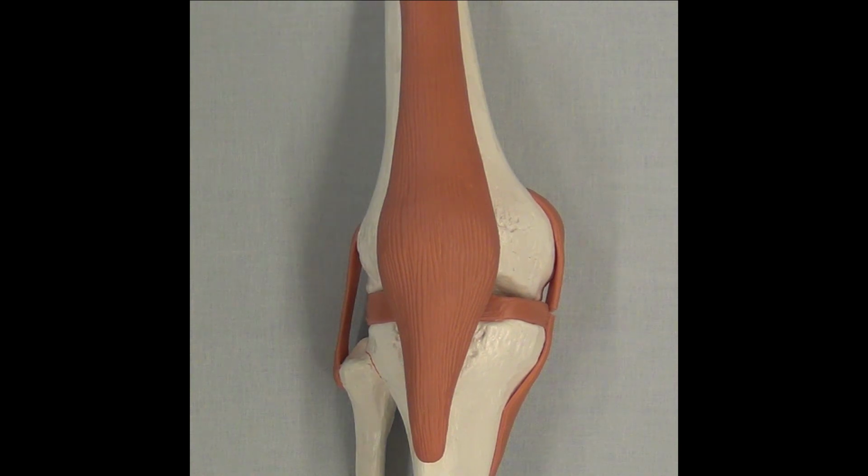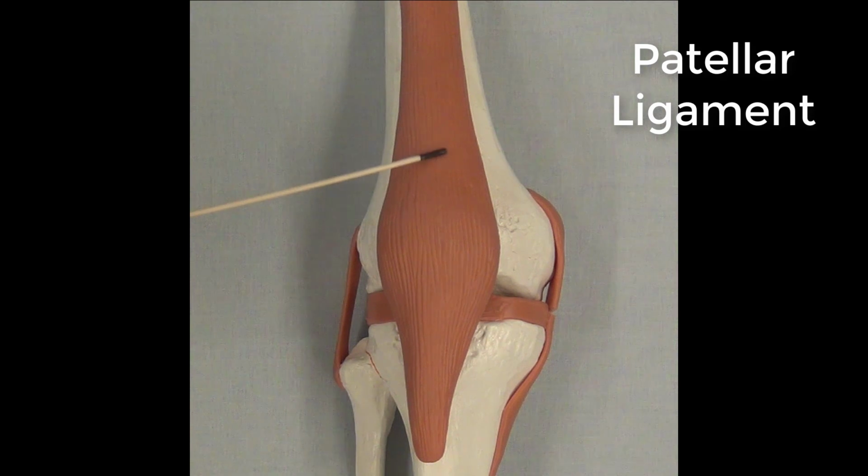This is an anterior view of a knee, otherwise known as the tibial-femoral joint. In this model, all the muscles have been removed so that we can see just the ligaments that are part of the knee. The first ligament here is on the anterior of the knee. Underneath here is the patella, so this is the patellar ligament. You could also refer to this as the patellar tendon.